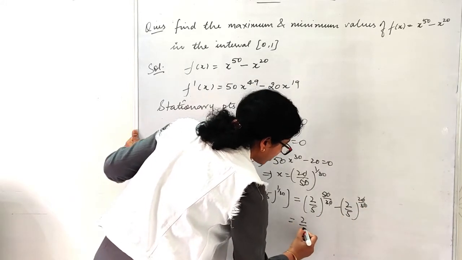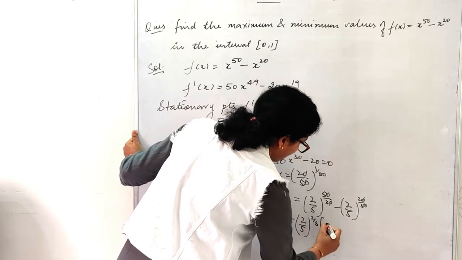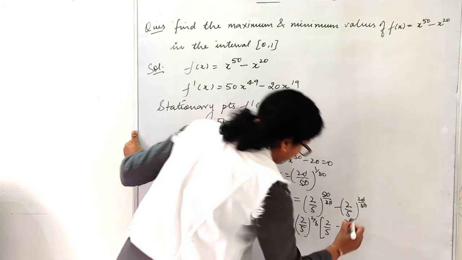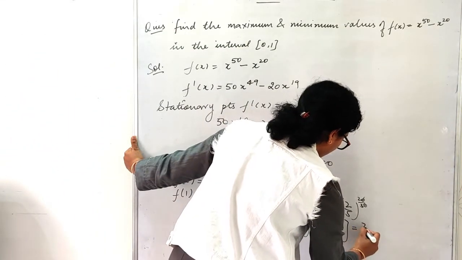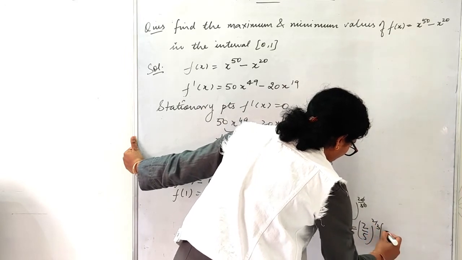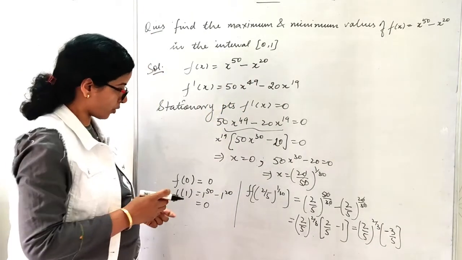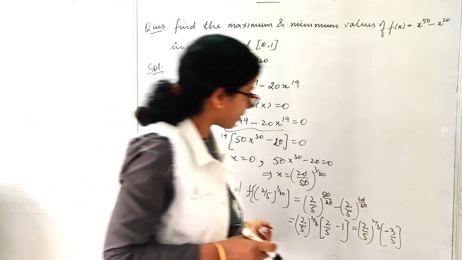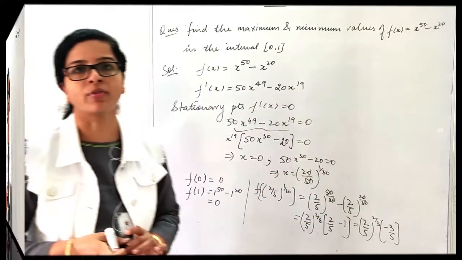So I can take out (2/5)^(2/3) common. I am left here with 2/5 minus 1, right? Which is nothing but equal to (2/5)^(2/3) into minus 3/5. It means my absolute maximum value is 0 and absolute minimum value is (2/5)^(2/3) into minus 3/5.